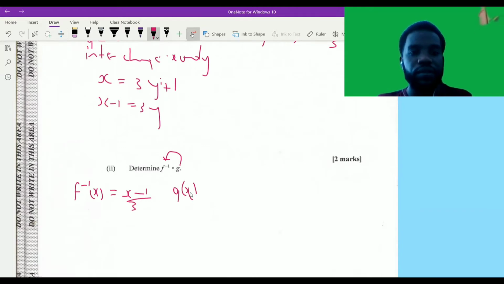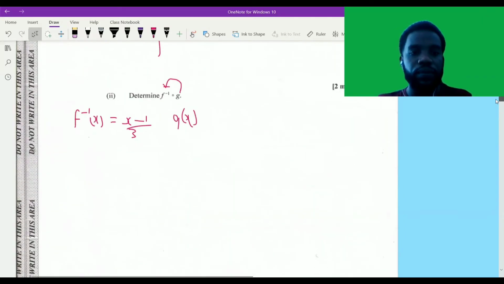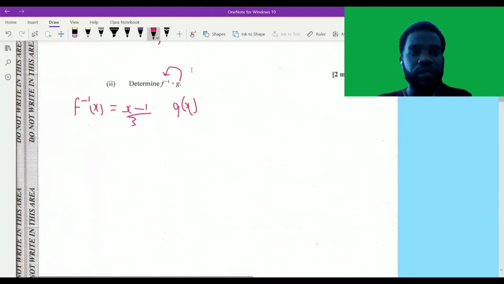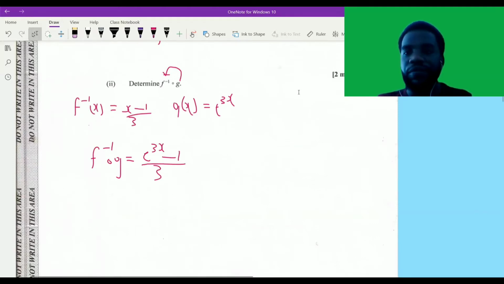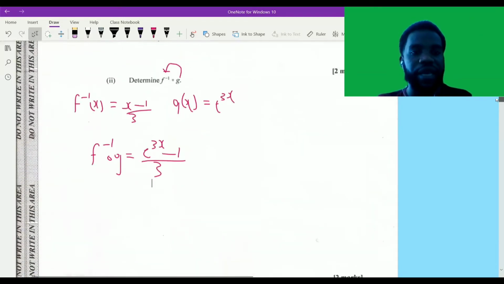g of x, if you go back up, was equal to e to the 3x. So I'm going to put the g function inside the f function in the place of x. So f inverse of g, and the small o means of, is equal to e to the 3x minus 1 upon 3. That can't be simplified, so we're going to leave it right there. All right, so you have 2 easy marks there again.